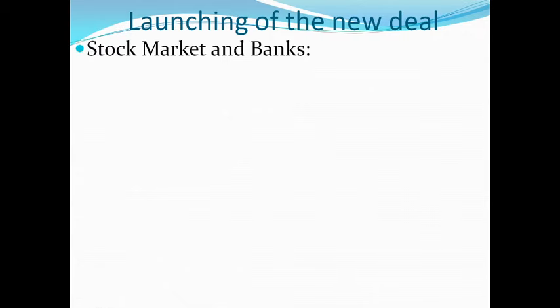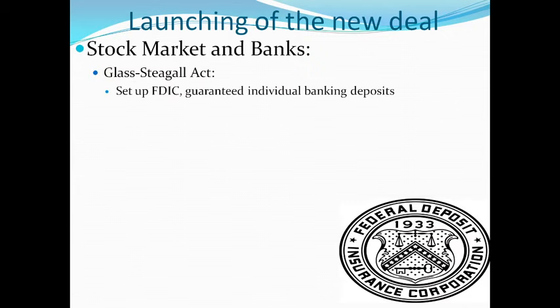And the cause of the Great Depression was the stock market, so surely FDR will take action to kind of stop the stock market from crashing again. So we have the Glass-Steagall Act, which set up the FDIC, which guaranteed individual banking deposits.